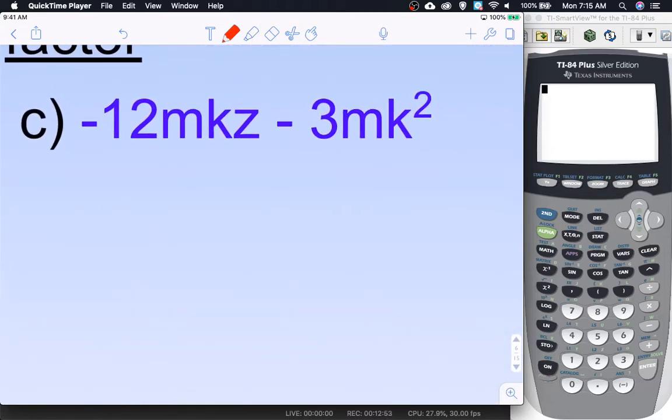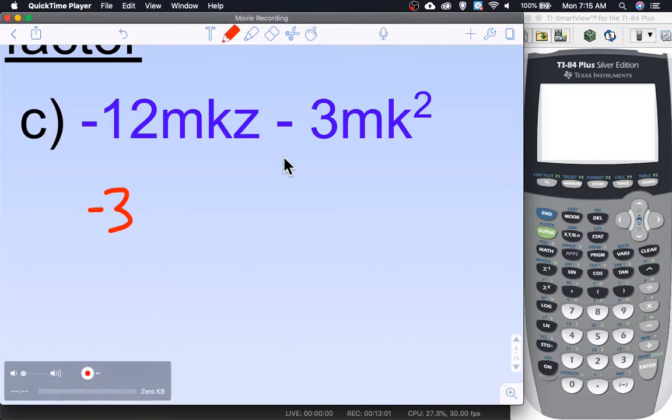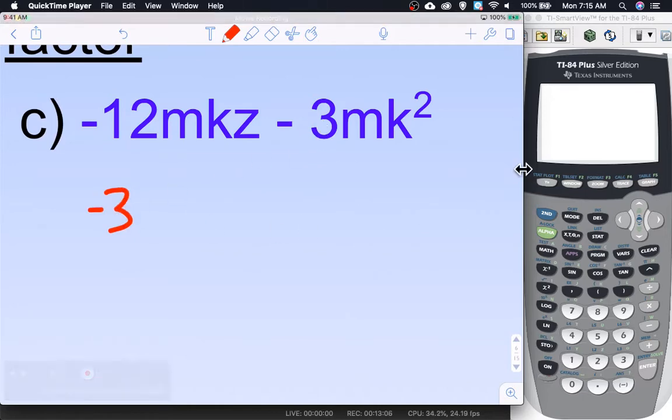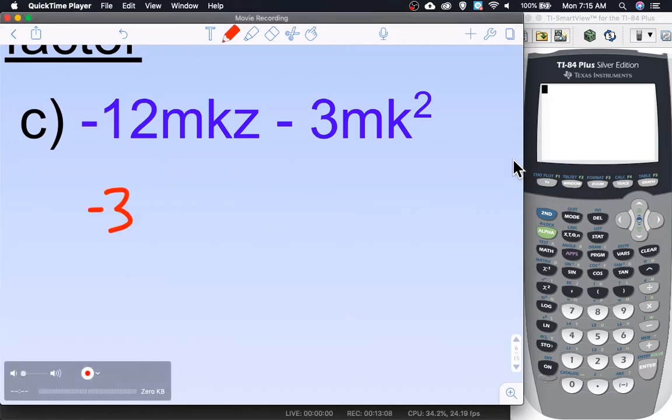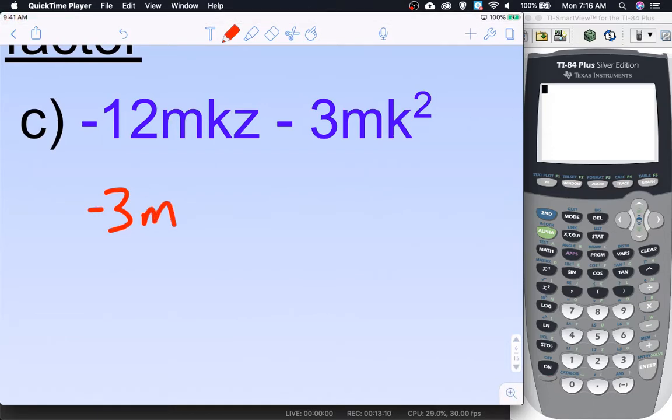So in letter C, I see we can pull out a 3. But you know what I would do? I would pull out a -3, because I see both terms here are negative. The 12 is negative, the 3 is negative. So why not pull out a -3? I see both terms can give up 1m. I can see both terms can give up 1k. And that's it. That's their greatest common factor.